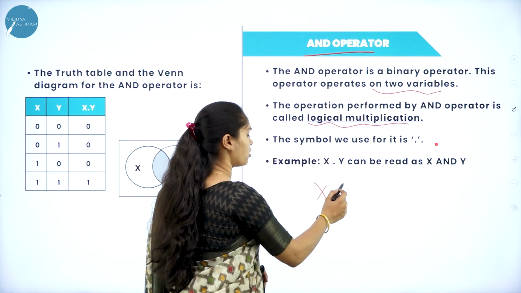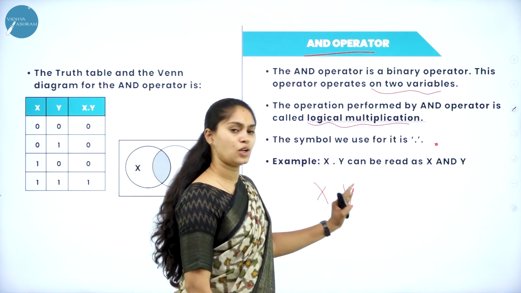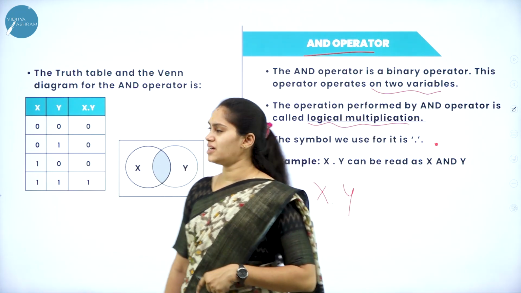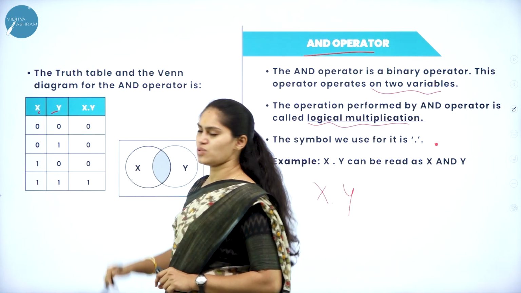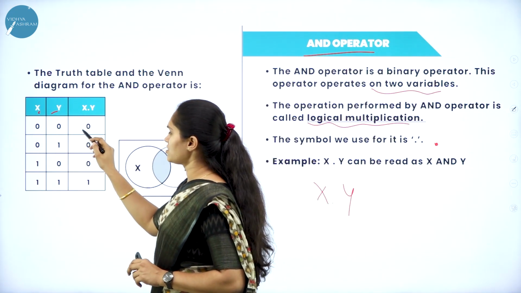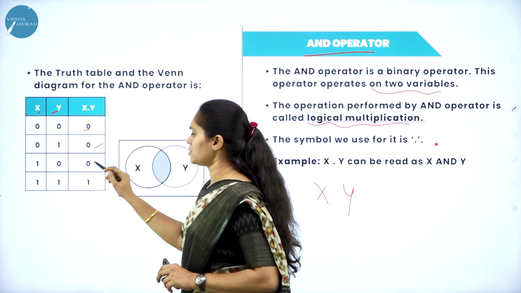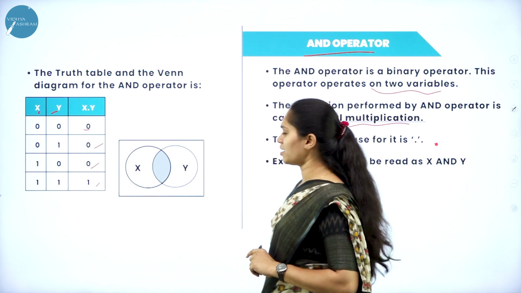If I write x dot y, how can I read this? It can be read as x and y. What is the truth table for this? We are going to do the multiplication. So I am taking two values x and y. X dot y will be my output. So here 0 into 0 is 0, 1 into 0 is 0, 1 into 0 is 0, and 1 into 1 will be 1. Then what is the Venn diagram here?